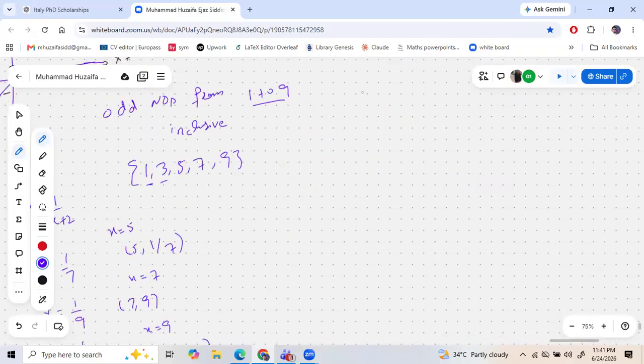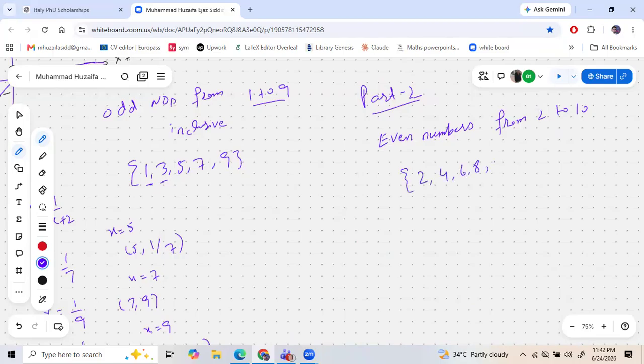So now I'm moving to the second part of this example, part 2. This is the problem from your book. So inputs, even numbers from 2 to 10 inclusive. So your input is what? 2, 4, 6, 8, and 10.